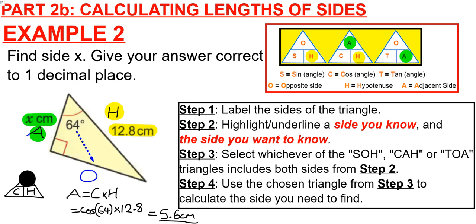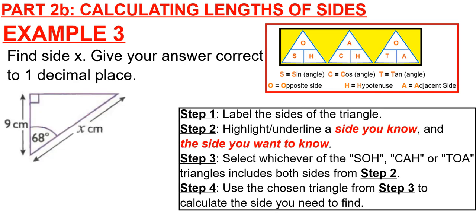You've got the idea now, haven't you? Let's see. Example three. Same drill, different triangle. Label the sides. That's the opposite. Hypotenuse, longest side, that's the adjacent, the other one. Highlight what we know. We do know the adjacent this time, so highlight this in the magic triangles. We want to know the hypotenuse, which is x, so highlight what you want to know again. Yet again, the most coloured in triangle is the CAH triangle, so that's the one we're going to be using.